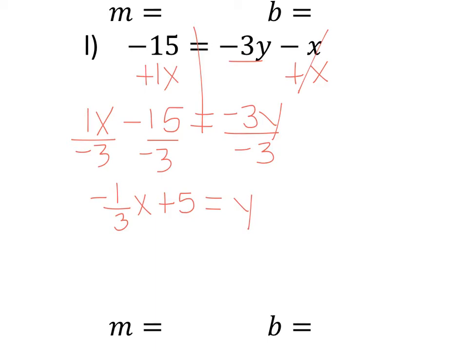I'm going to rearrange it so the y is on the left. You don't need to, it just is easier for me to recognize the slope and y-intercept. So y equals, put your x term first, negative 1/3 x plus 5. Our slope is then negative 1/3, and our y-intercept is 5.